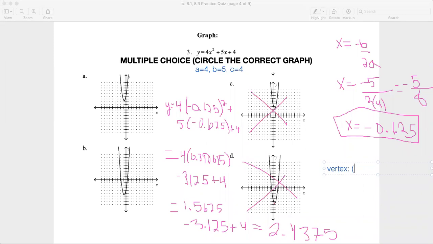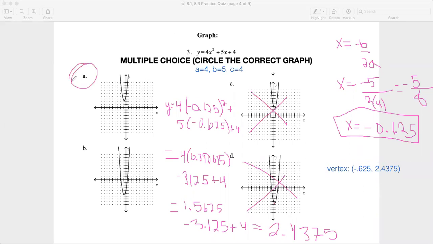Okay, so guys, my vertex is at, and I know these are ugly numbers. If you can master ugly numbers, that means you can do easy ones. So my vertex is at negative 0.625, comma, 2.4375. So I said it was in between A and B, and looks like A. My y value is positive, 2.4-ish, so it's got to be A.